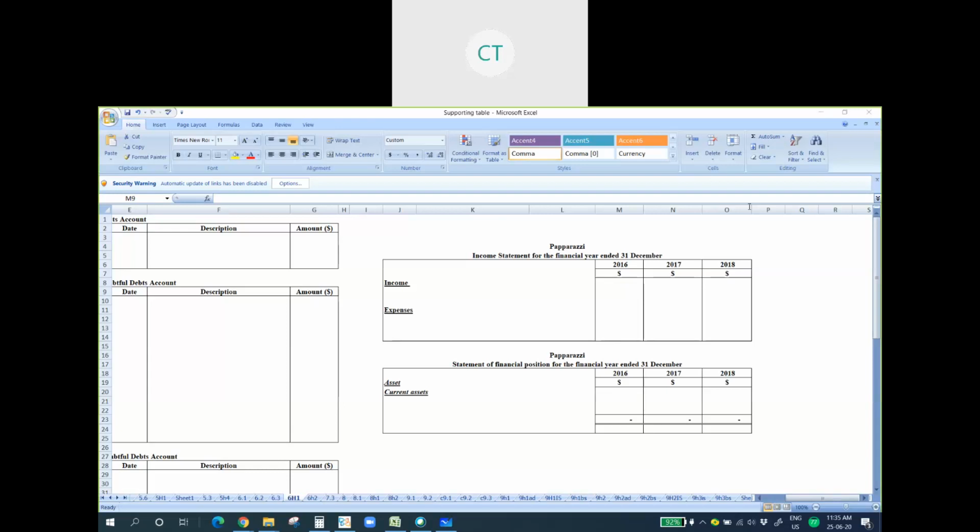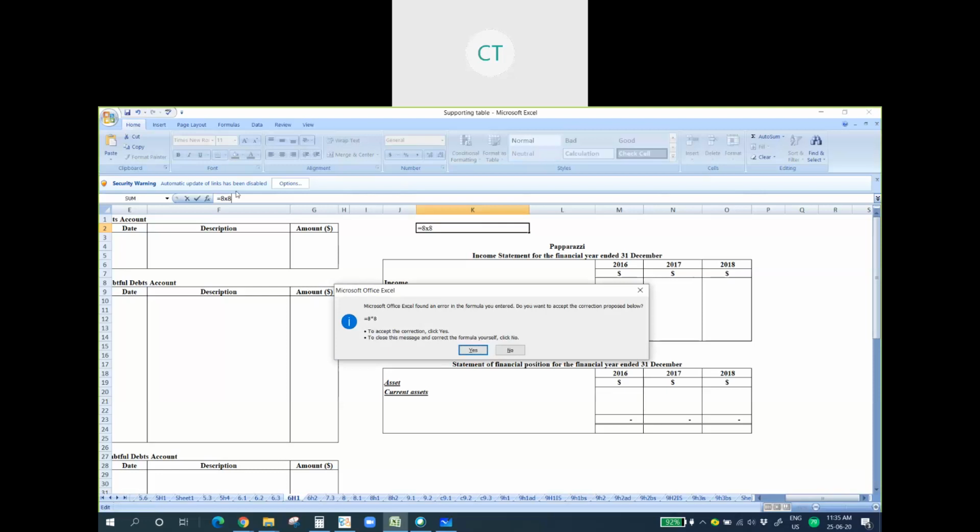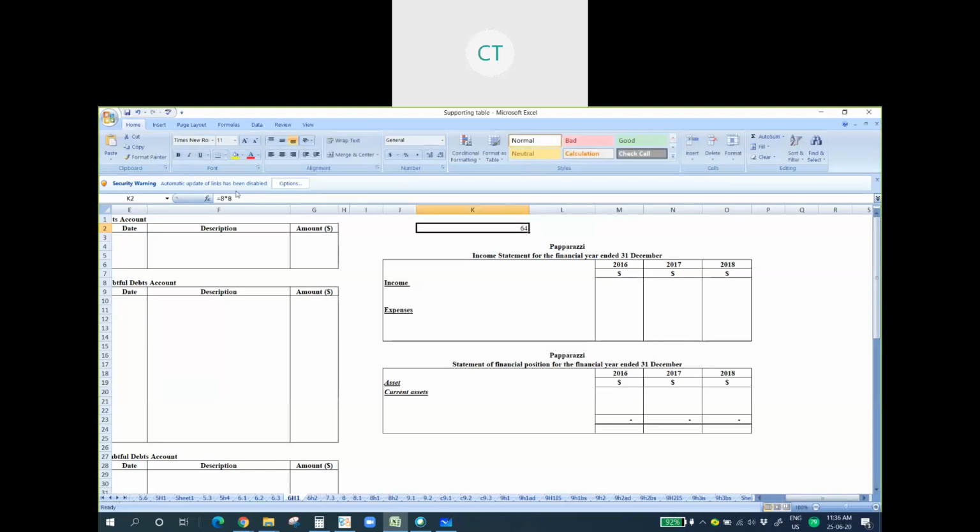How about others? Do you have questions? Hey guys, you cannot use X. If you use X, you cannot get the answer. Let's say we try. Let's say we put equals 8x. How much? 8. You cannot get the answer. Try to be familiar with Excel to prepare your accounts.